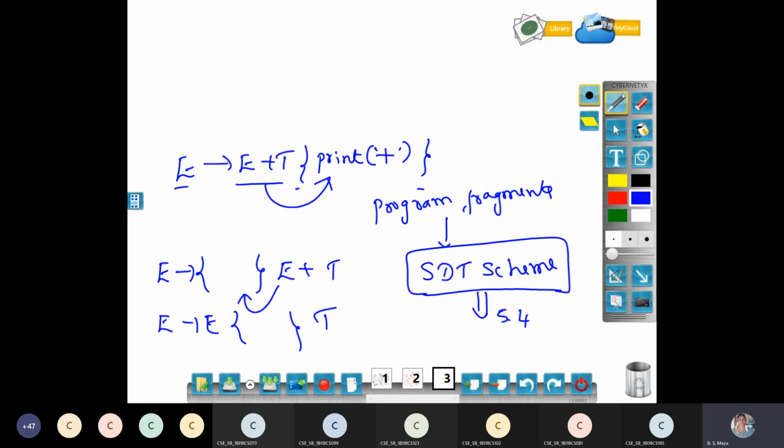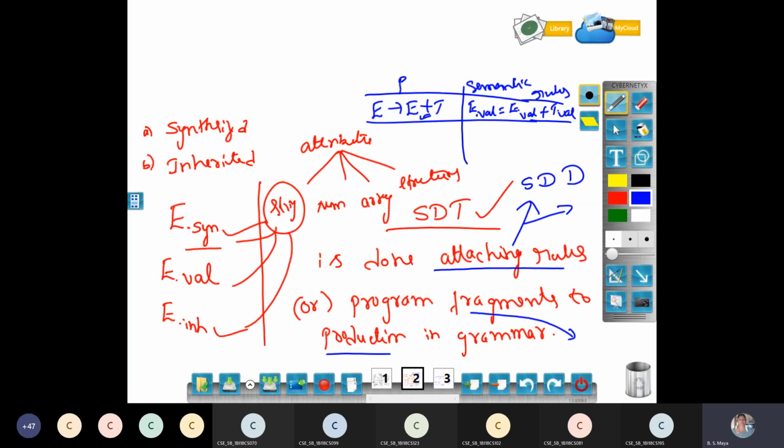Now don't worry about that. We are covering only what is syntax directed definition. As of now, we have to study only the syntax directed definition. I think we now have a clear idea about syntax directed translation. There are two things that can be done. One is attaching rules: if you want to attach a rule, you write a separate column for the rules. The other is writing a program fragment.